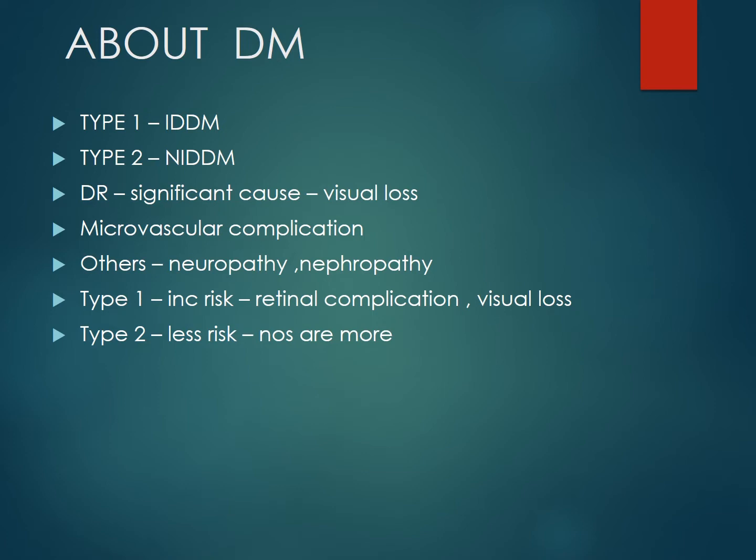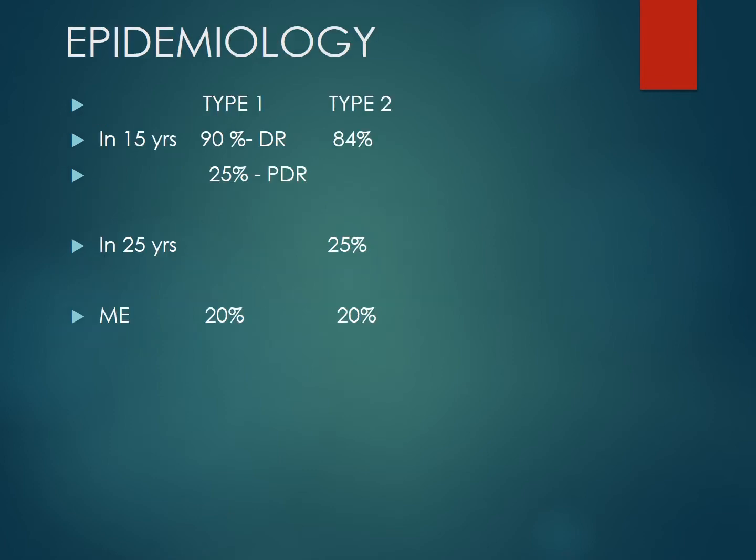IDDM patients, or type 1 patients, are associated with an increased risk of retinal complications and they are prone to develop visual loss. Comparatively, type 2 has a lesser risk, but you are going to see a larger number of NIDDM patients. So even though it's a lesser risk, you're going to see more patients with complications. Type 1 has an increased risk of retinal complication and visual loss, but their numbers are relatively less. Whereas in type 2, even though they carry a lesser risk, you're going to see more patients in this group.